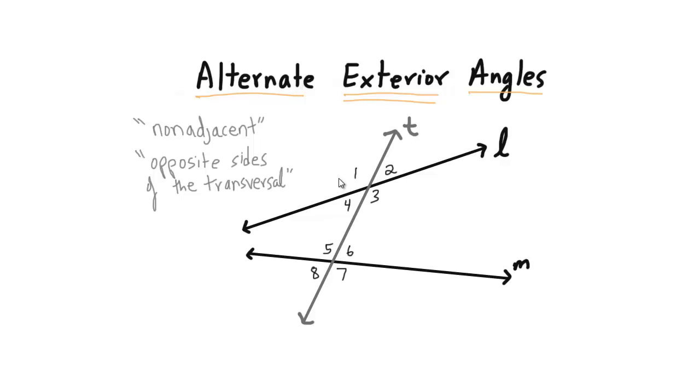Alright, so the first two alternate exterior angles are angles 1 and 7. Okay? So that makes angles 2 and 8 the other two alternate exterior angles. Notice that they are non-adjacent and they are on the opposite sides of the transversal for both 2 and 8 and 1 and 7.